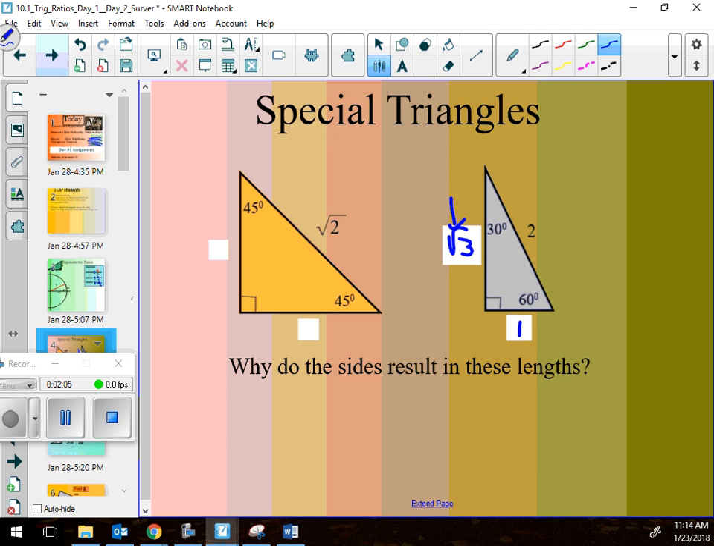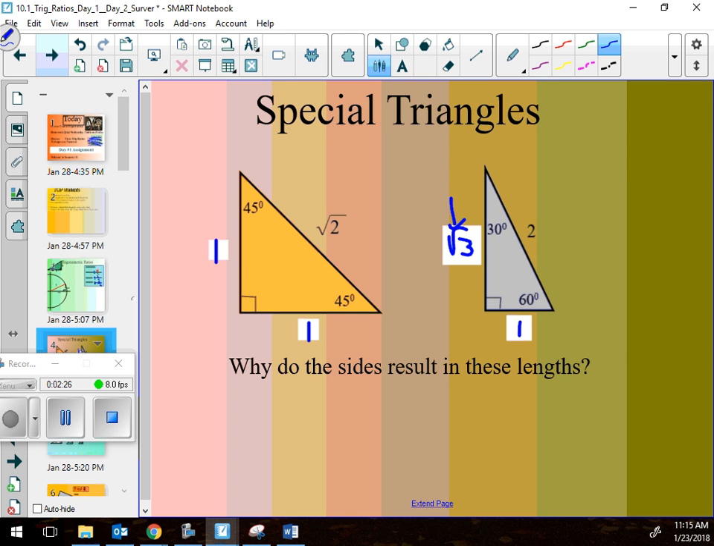All right. Some of you may not have had a solid geometry background that made you memorize these things. And that means you're going to learn it now. These ratios are 1, 1, and the square root of 2. Does that mean that every 45-45-90 triangle has sides that are 1, 1, and square root of 2?